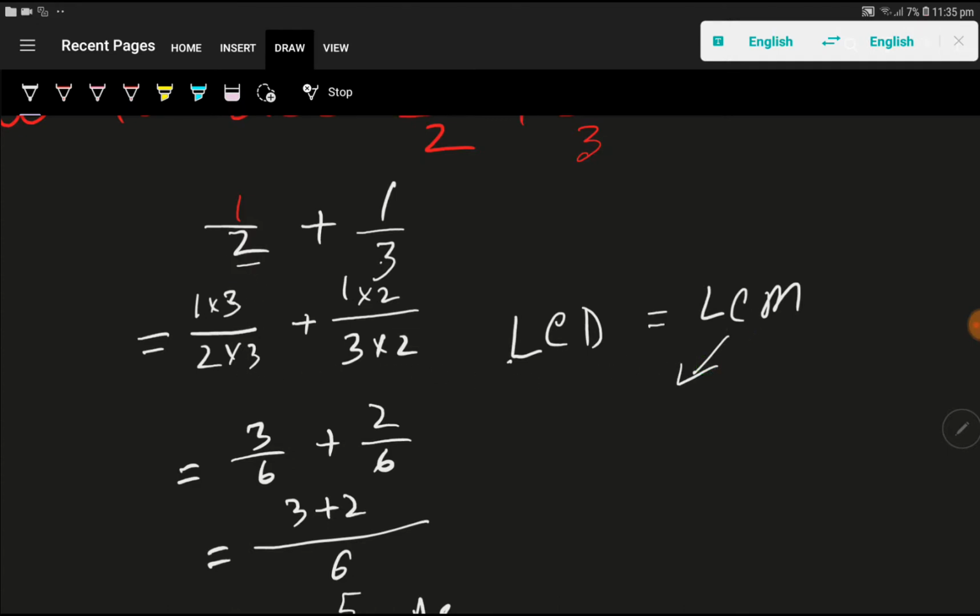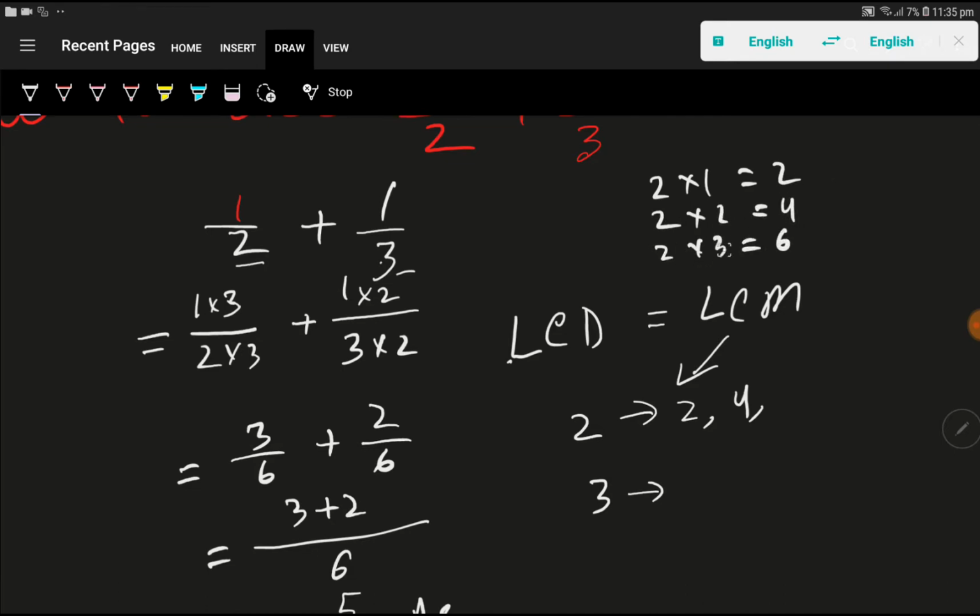Look, here we have 2 and 3. So first we have to find the multiples of 2 and 3. The multiples of 2 are 2, then 4, then, look, 2 times 1 is 2, 2 times 2 is 4, 2 times 3 is 6, then 2 times 4 is 8, right? So for 3, 3 times 1 is 3, then 3 times 2 is 6, right? For 2 times 6, so here we have to add 6 also, right? 3 times 3 is 9.